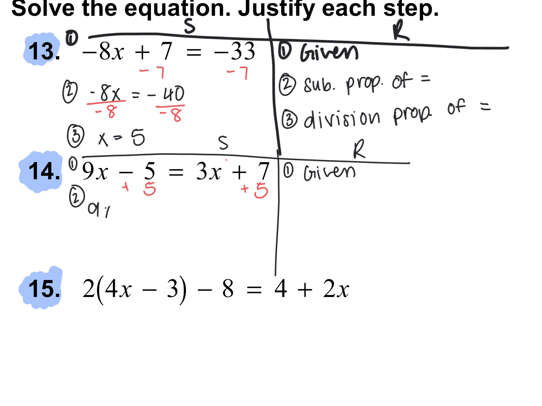I'm going to have 9x equals 3x plus 12. Now what should I do to both sides? Good. I'm subtracting 3x from both sides. I'm going to get 6x equals 12, yes. And then what should I do next? Divide both sides by 6, and x is going to equal 2.